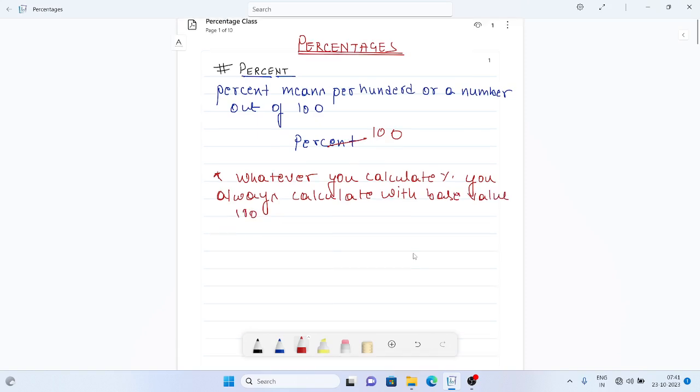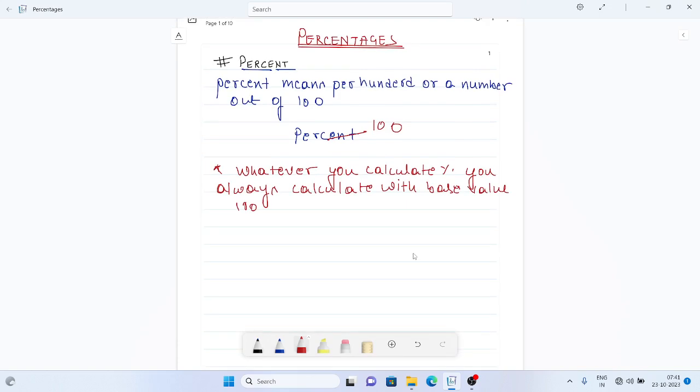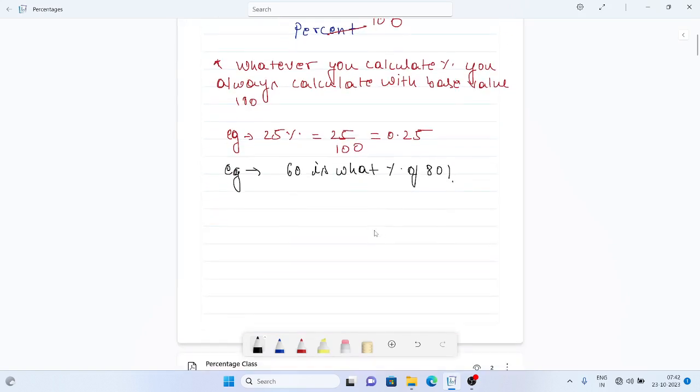So let's take an example like 25%. Percent means 25 by 100, which is 0.25. Similarly, one more example: 60 is what percentage of 80? Here the base value changes. We can say that 60 out of 80 is the same as x out of 100.